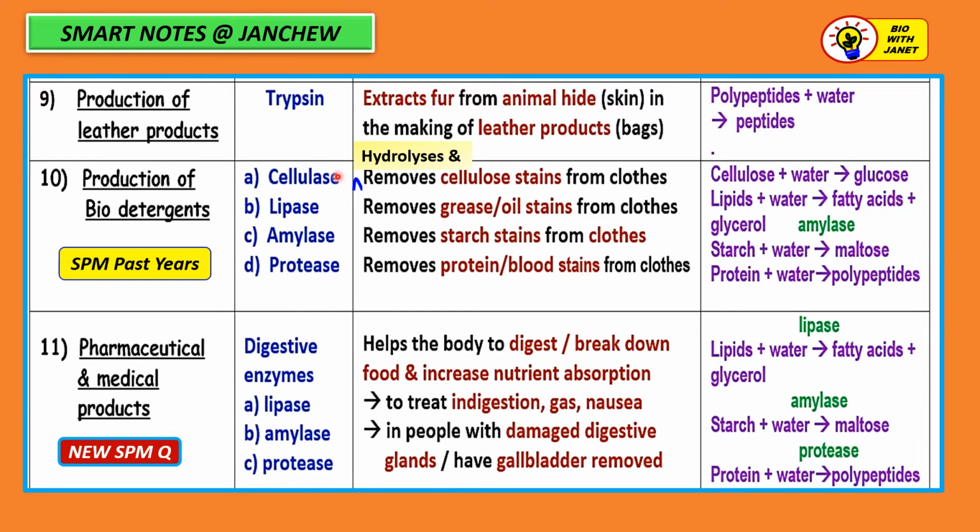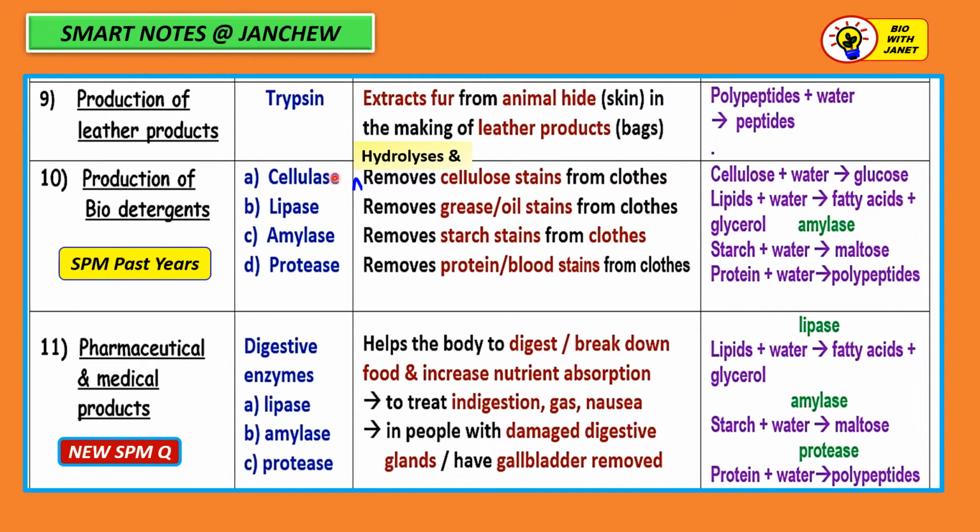Now, how about all these enzymes? Are they important? Yes, they have been asked on and off in the structured questions. So you need to know. Now, trypsin is used to extract fur from the animal hide. So the trypsin will digest the fur in the animal skin in order to make leather products that do not contain the fur.